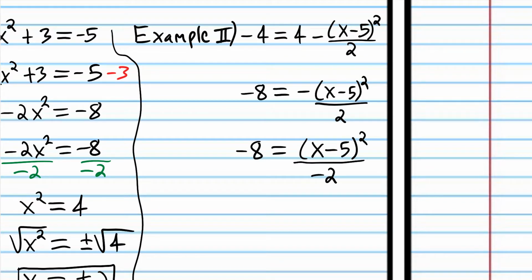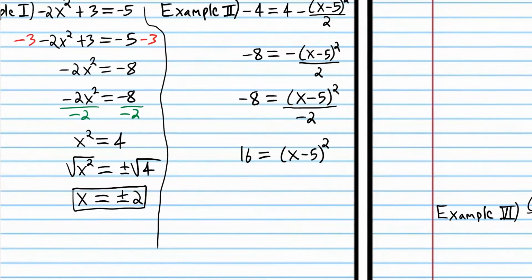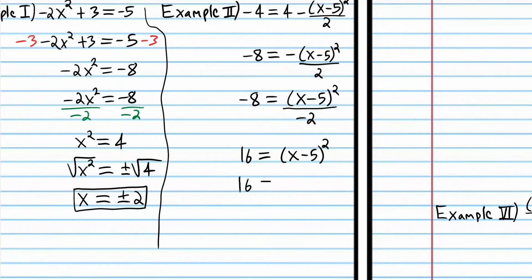So now we're going to multiply both sides by negative 2. And now, at this point, we've isolated the square. So just like in the previous problem, once we've isolated the square, we have to get rid of that square because we want to get inside here to the x, but we can't get there unless we get rid of that 2 first. So we're going to square root both sides, which is the opposite of squaring. And that's going to get rid of the 2 power, and we're going to be left with x minus 5 is equal to plus or minus 4.